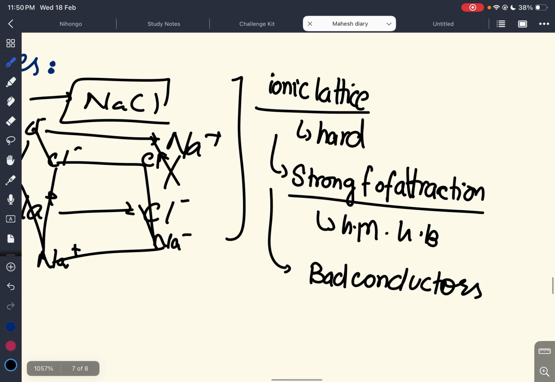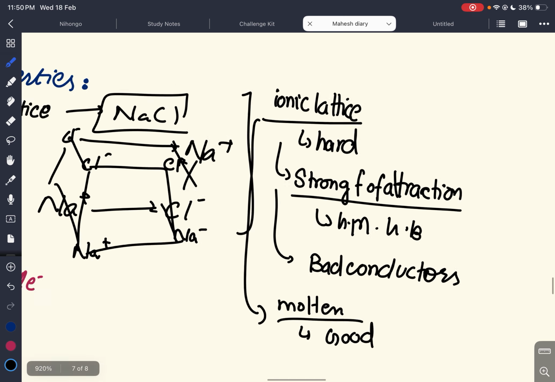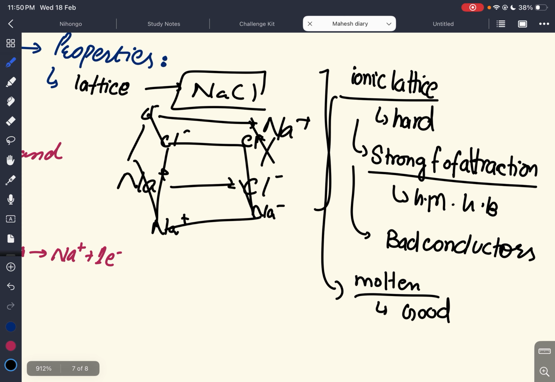But our ionic compounds, when they are molten, meaning when they are in liquid form, are good conductors. So whenever they are liquid, they are good conductors of electricity. When they're in a solid form, they are not good conductors.